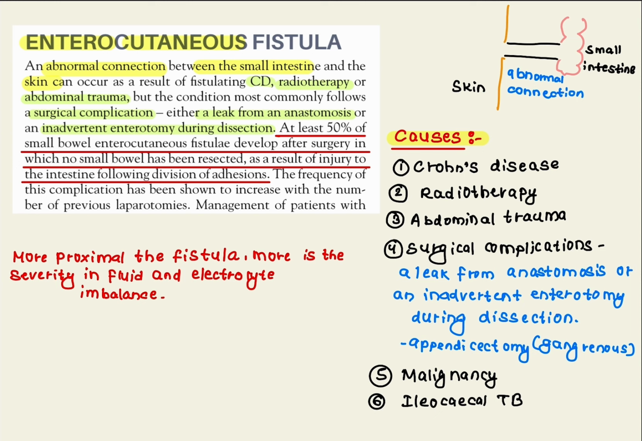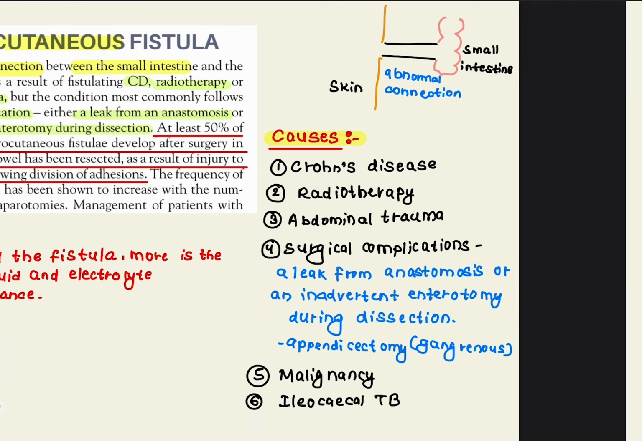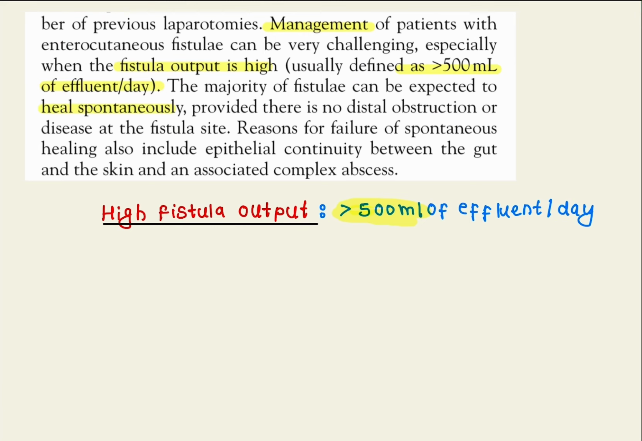The other causes are malignancy and ileocecal tuberculosis. So these are the causes for enterocutaneous fistula. One important thing is that the more proximal the fistula is located, the more chance of severe fluid and electrolyte imbalance. There is a term called high fistula output. If the output of the enterocutaneous fistula is more than 500 ml per day, then we call it high fistula output.